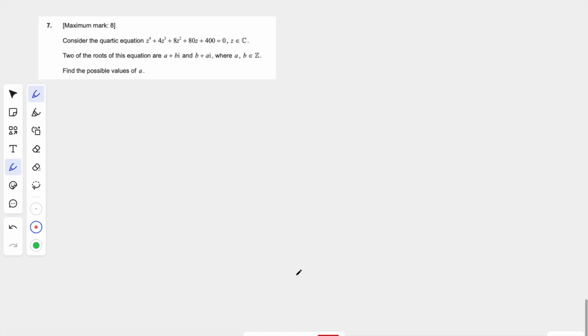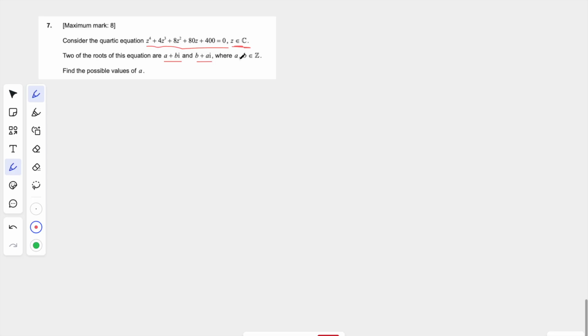Question 7 deals with complex numbers. We have a quartic equation z to the power of 4 plus 4z cubed plus 8z squared plus 80z plus 400 equal to 0, where z is a complex number. We are given two roots of this equation, which are a plus bi and b plus ai, where a and b are rational numbers, and we have to find the possible values of a.